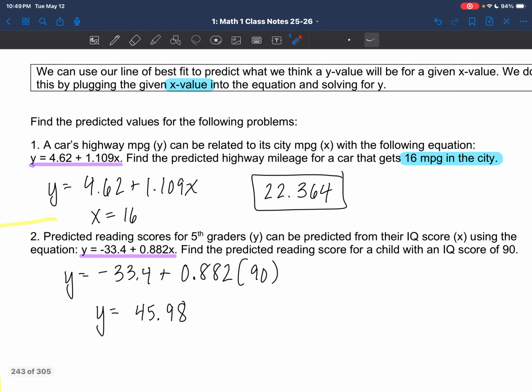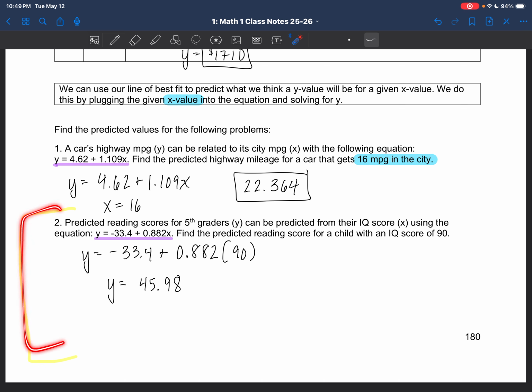And you're going to go ahead and do the same thing here with this one, but we want to know, based off of this, with the IQ score of 90, which is your X. If you did it correctly, you should have gotten 45.98.